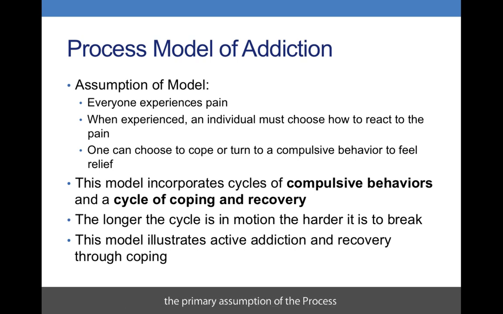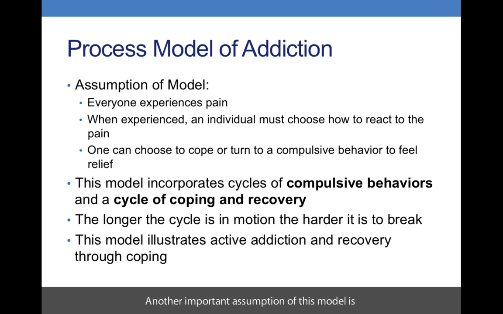The primary assumption of the process model of addiction is that everyone experiences pain in life and that this pain causes discomfort or turmoil. An individual will choose how to react to the pain, either through a cycle of compulsive behaviors or through coping. The process model of addiction and recovery then assumes that if an individual does not have enough protective factors when pain is present in a system, then that individual will engage in compulsive behavior and substance abuse, and dependence will then occur. This model is based on how an individual copes and the use of protective factors to build resiliency.